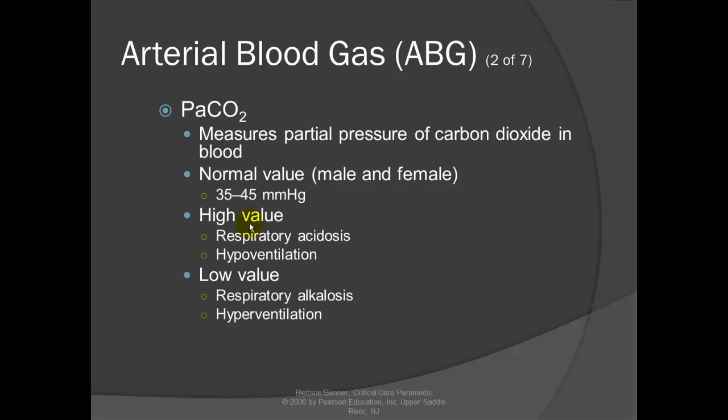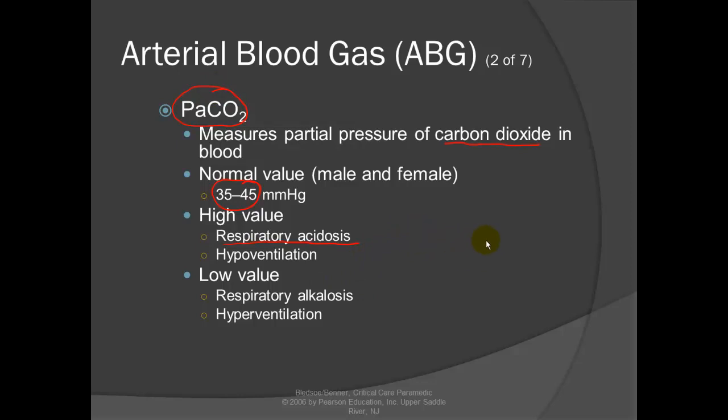PaCO2. Normal measures. This measures the amount of carbon dioxide or the gas pressure in the blood, and it should be 35 to 45 millimeters of mercury of gas pressure in there, CO2. High value on this would be suggestive of respiratory acidosis, and that's because if you have more CO2 available, you have the ability to make more carbonic acid.